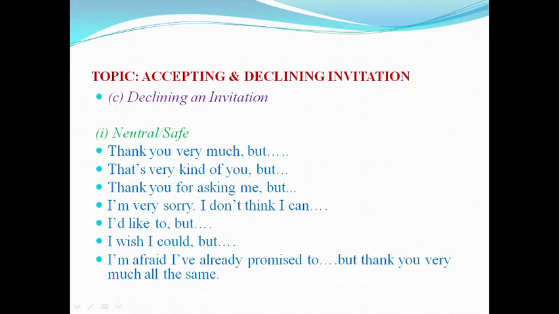The next expression, I wish I could, but unfortunately, I'm not well, I'm out of station, or I have an examination, or I have some other urgent work, so I cannot join you. I wish I could. This is a neutral expression of declining an invitation. I wish I could come.